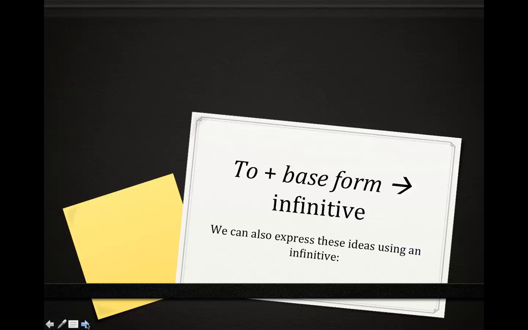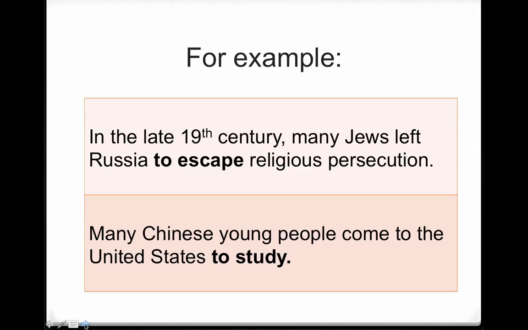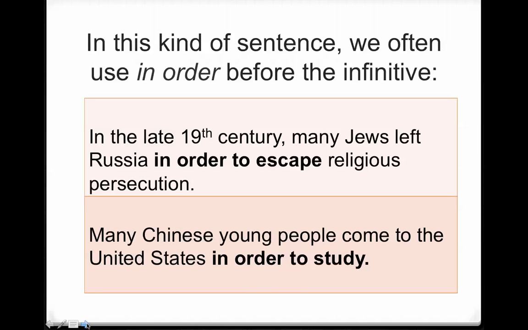Okay, another thing we do to express intention or reason for something is to use an infinitive. The infinitive is the word to plus the base form of the verb. For example, in the late 19th century, many Jews left Russia to escape religious persecution. This is the infinitive of the verb. Many Chinese young people come to the United States to study. And here's the infinitive of the verb. And in this kind of sentence, we often use in order before the infinitive. So, in the late 19th century, many Jews left Russia in order to escape religious persecution. Means the same thing. Many Chinese young people come to the United States in order to study.